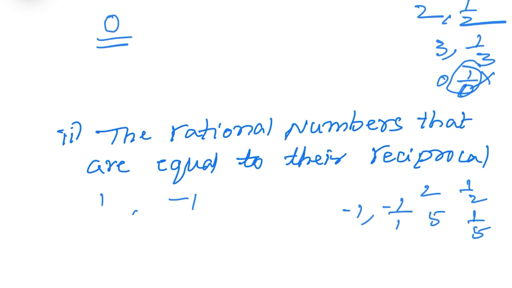What is the reciprocal of 1? 1 by 1. What is the reciprocal of minus 1? Again minus 1. That's all. Minus 1 by 1 means again it is minus 1. So you can easily understand it. The rational numbers that are equal to their reciprocals are 1 and minus 1. Very important bit.